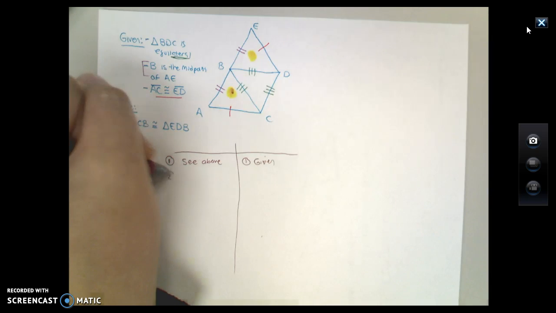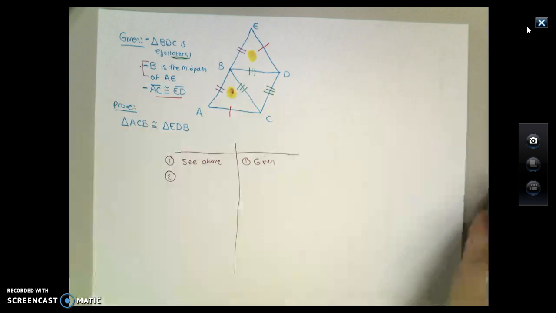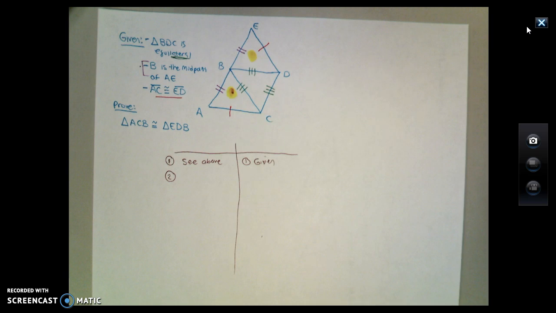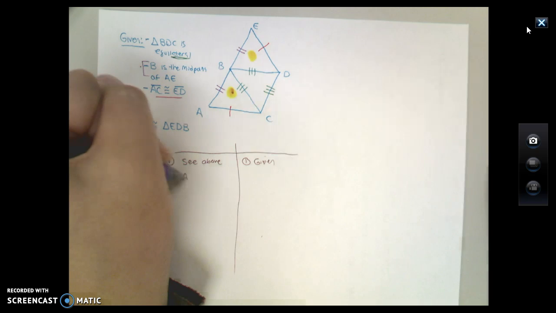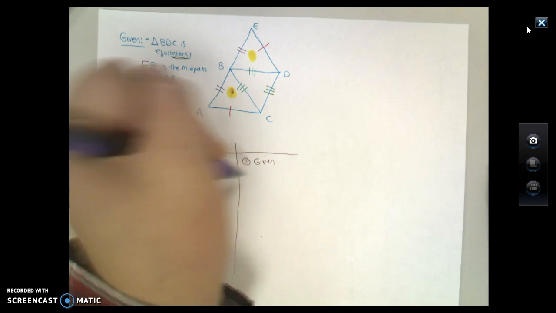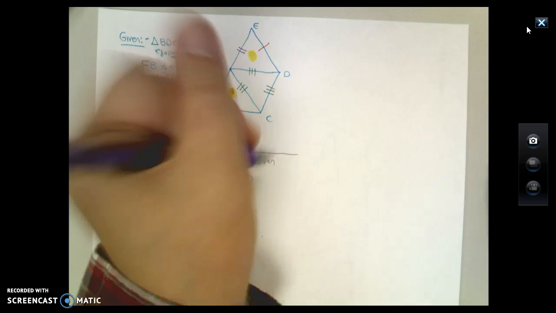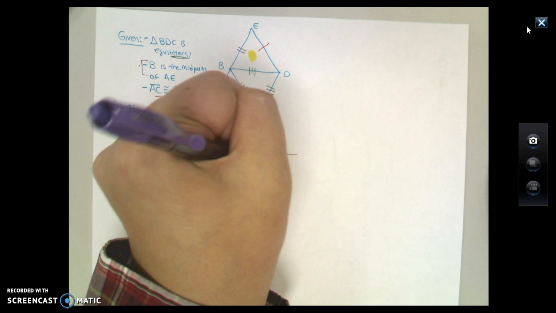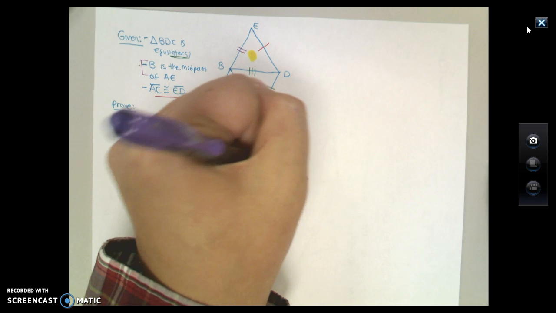So the first thing we did is we went and talked about B. So I'll do that in purple. If B is the midpoint of AE, well, that means that AB is congruent to BE. And that's through the word midpoint, the definition of midpoint. So some of these we've been using already to this point.